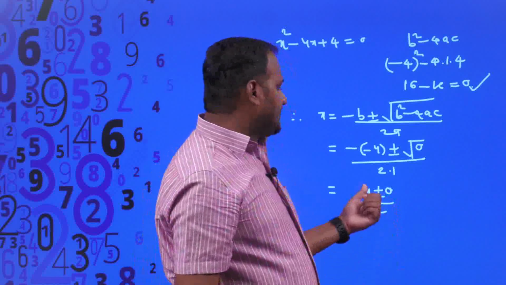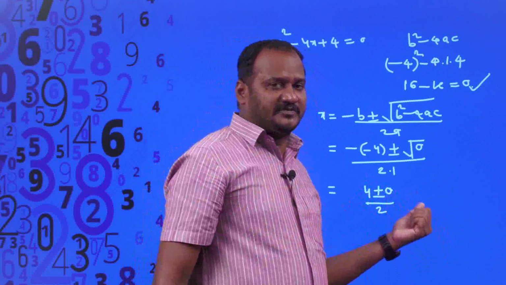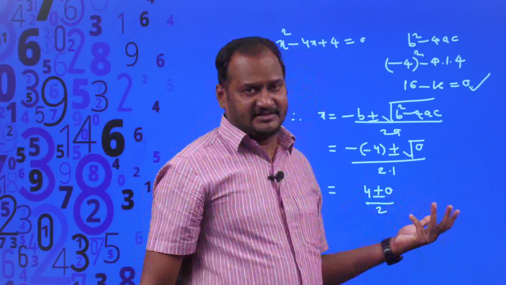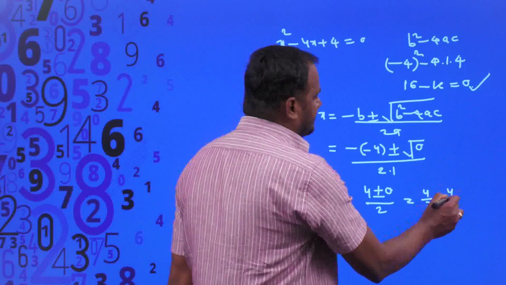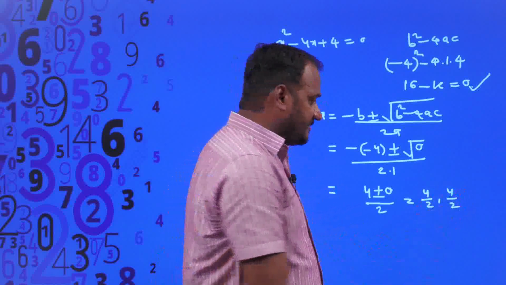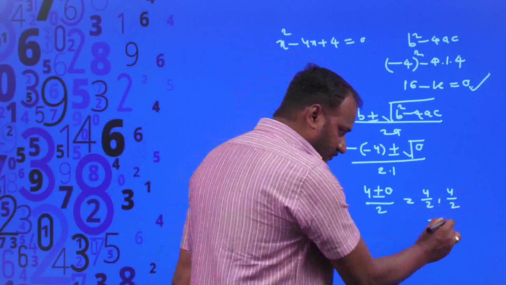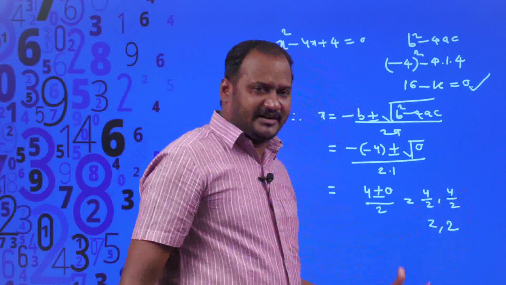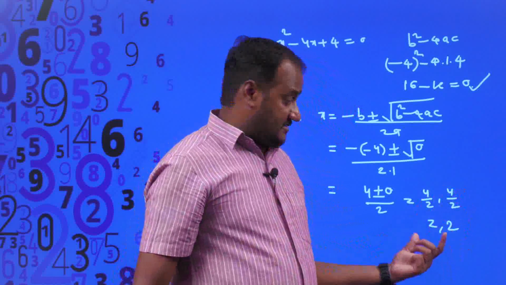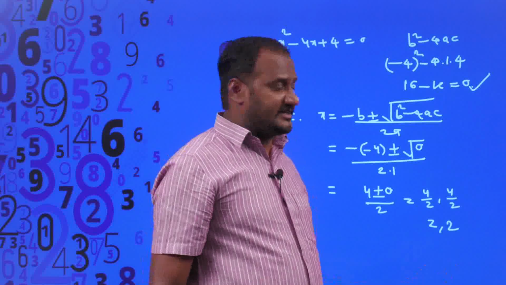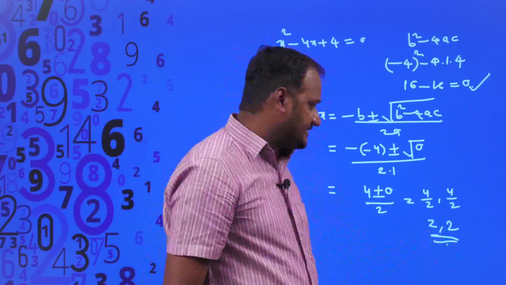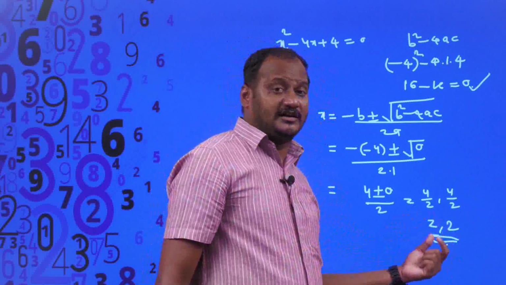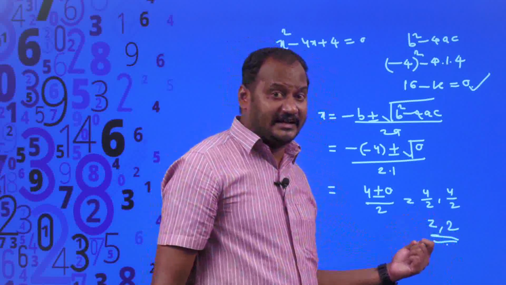See, either it is 4 plus 0 or 4 minus 0, it doesn't make any difference. So it is going to be 4 divided by 2 as well as 4 divided by 2. 4 divided by 2 is equal to 2. Again 4 divided by 2 equal to 2. What kind of numbers are these two? Of course these two numbers are real numbers, 2 and 2. Can we say they are equal? Yes. So 2 comma 2 are equal as well as real numbers.